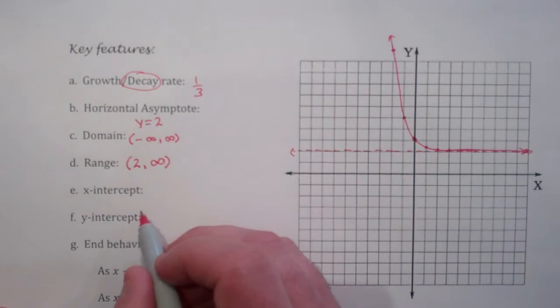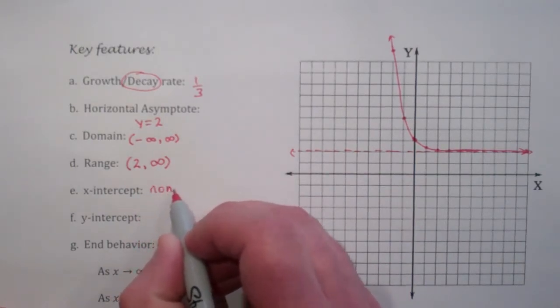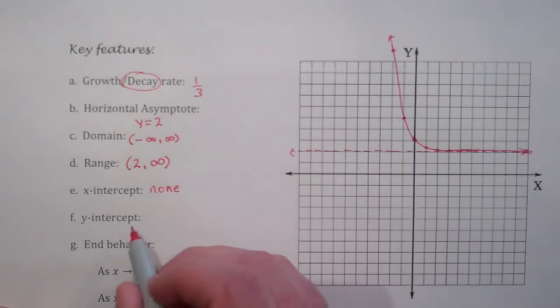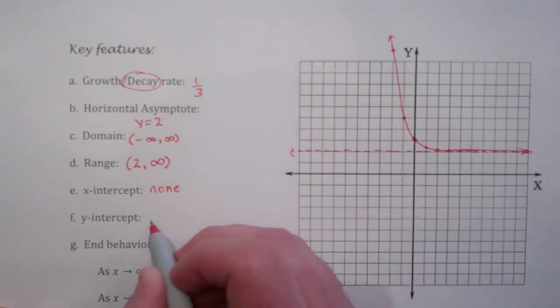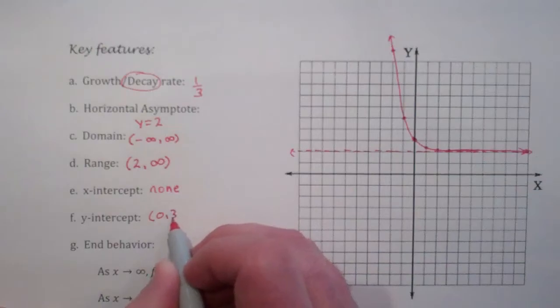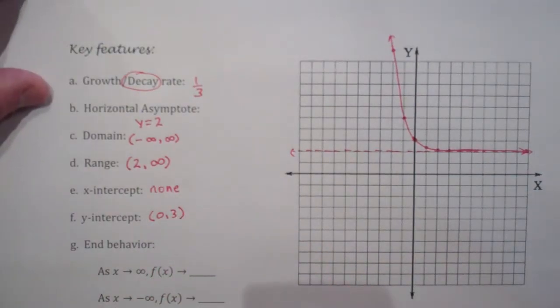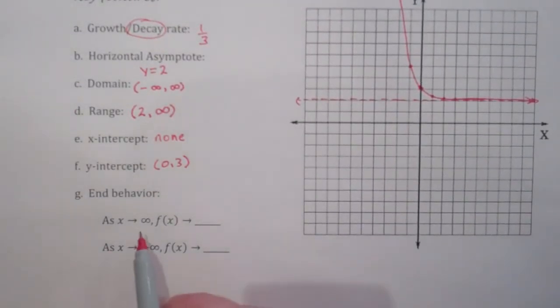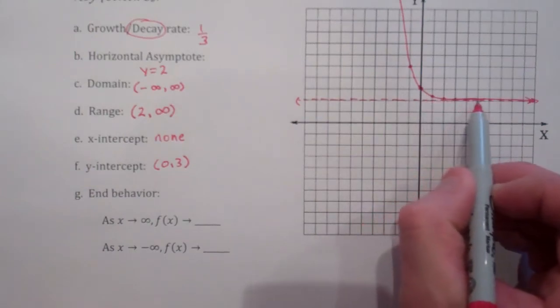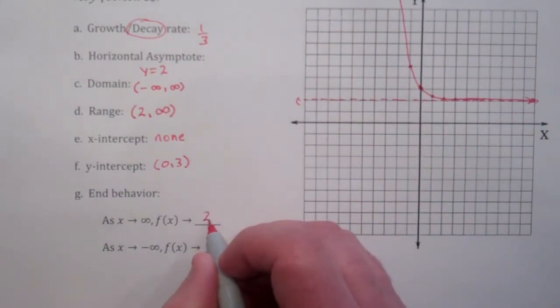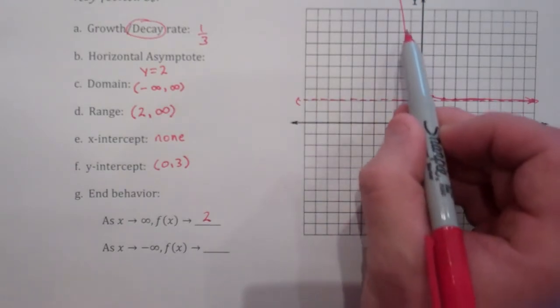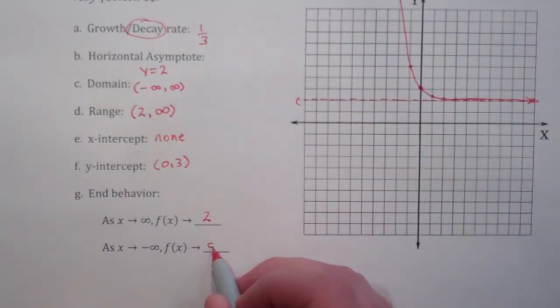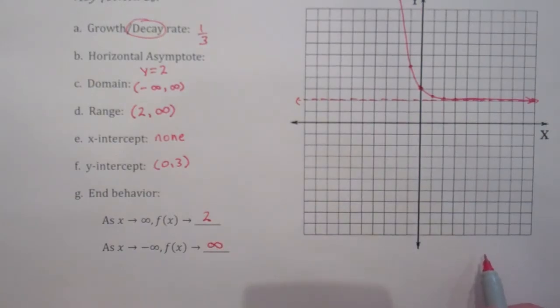Because this graph doesn't cross over the x-axis, we can write none for the x-intercept. For the y-intercept, we said that was (0, 3). And lastly, we're going to do some work with the end behavior here. If we take a look at that end behavior as x approaches infinity, our y values get closer and closer and closer to 2. As x approaches negative infinity, those y values climb higher and higher, we would say without bound, and we're going to describe that left end behavior as: as x approaches negative infinity, f of x will approach infinity.